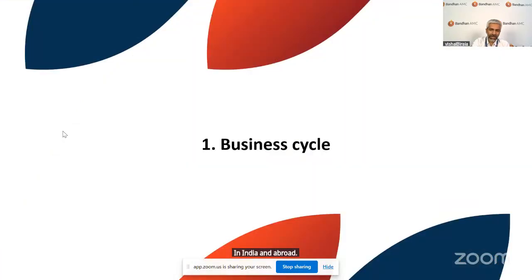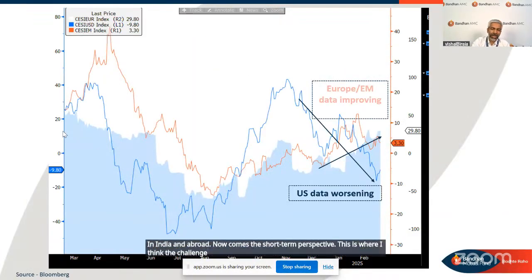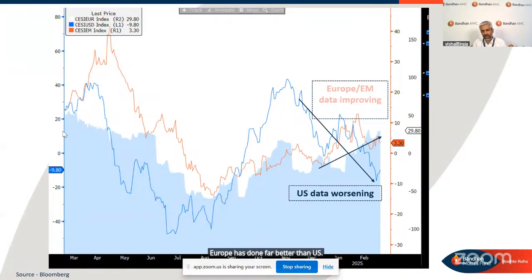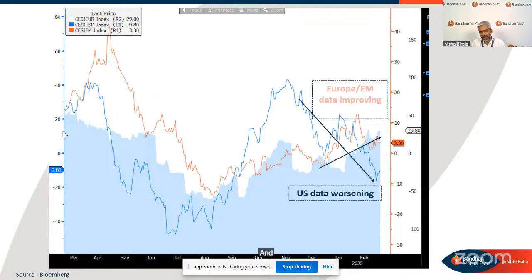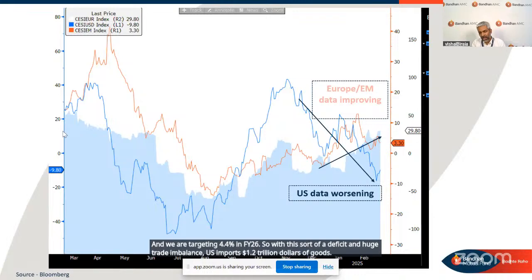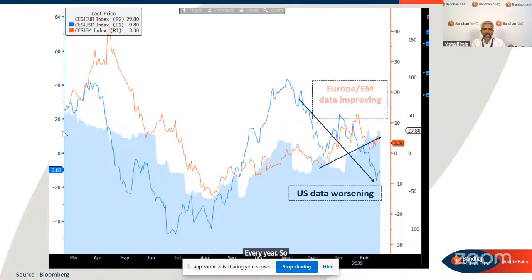Now comes the short-term perspective. This is where I think the challenge today is. Relatively, Europe is doing much better than the US. If you see the economic data for the last 6-7 months, Europe has done far better than the US. The US has been in a state of slowdown, and what the president is trying to achieve is, they're saying that we have about 8.5% as fiscal deficit. To put it in context, India had 4.8% in FY25, and we are targeting 4.4% in FY26. So with this sort of a deficit and huge trade imbalance, the US imports $1.2 trillion of goods every year. So they are of the opinion that we need to manage this somehow.